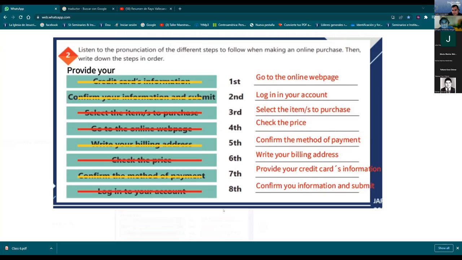Entonces, el 3 y el 4, compañeros, creo que vamos a dar un change. Any else? Only that, or say confirm that. First, like that. Then confirm the method of payment, insert the information, or provide your credit card's information. And okay, write your billing address and confirm your information and submit. So you provide your credit card's information. Probably here is maybe 6 and 7 or 7 and 6. Yeah, it doesn't matter. Over here it doesn't matter.